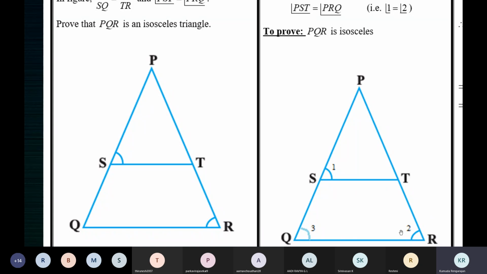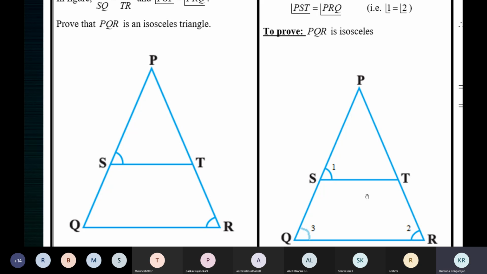For that, you can prove angle 2 is equal to angle 3. When base angles are equal, when two angles are equal, the sides opposite to them are also equal. So that way you have PQ is equal to PR and so PQR is isosceles.